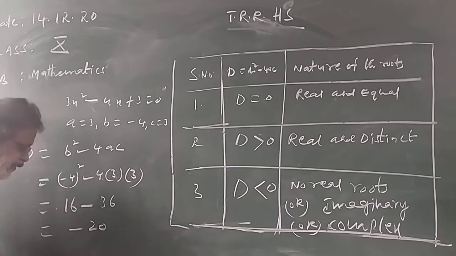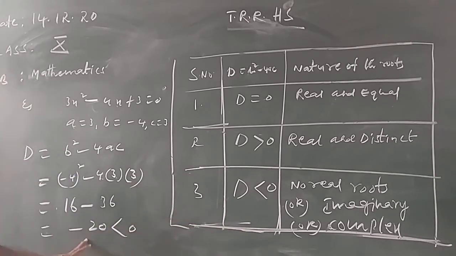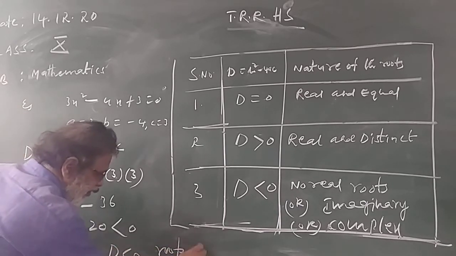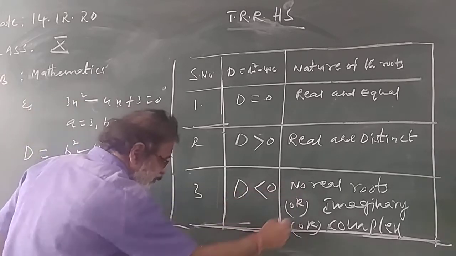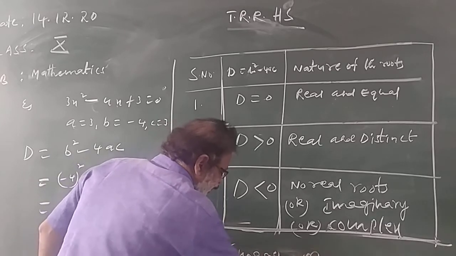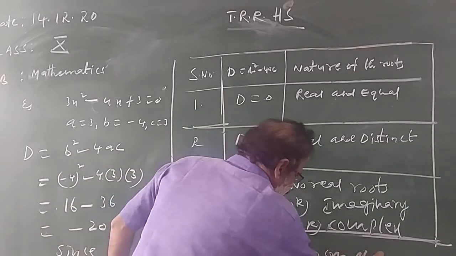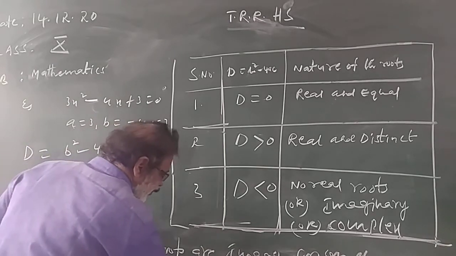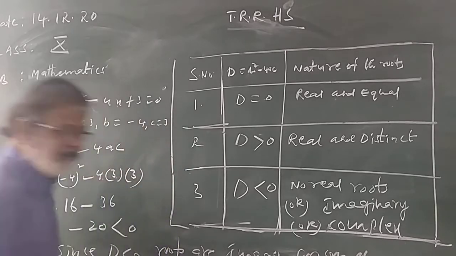Minus 20 is a negative integer. All negative integers are less than 0. Minus 20 is less than 0, so D is less than 0. Hence, since D is less than 0, the roots are imaginary or complex. No real roots. Like this you can comment.